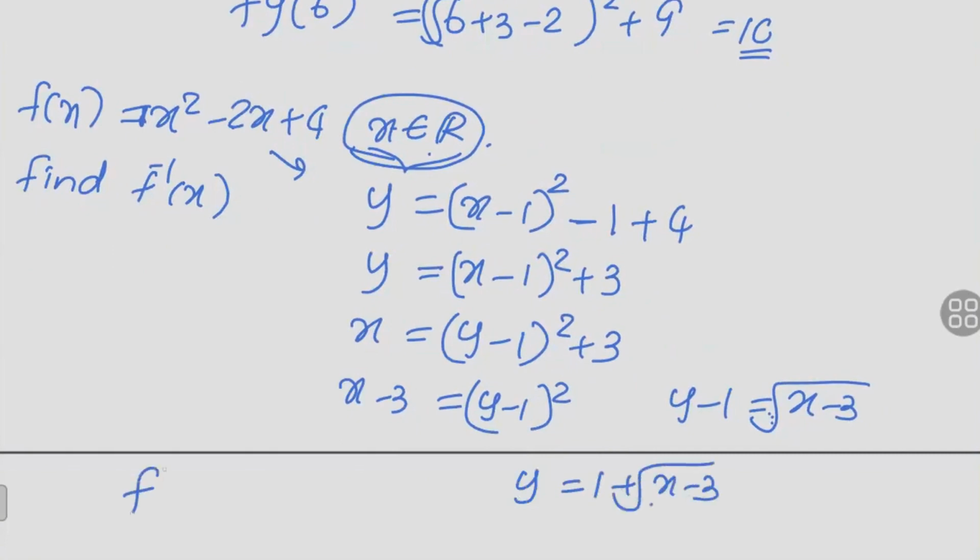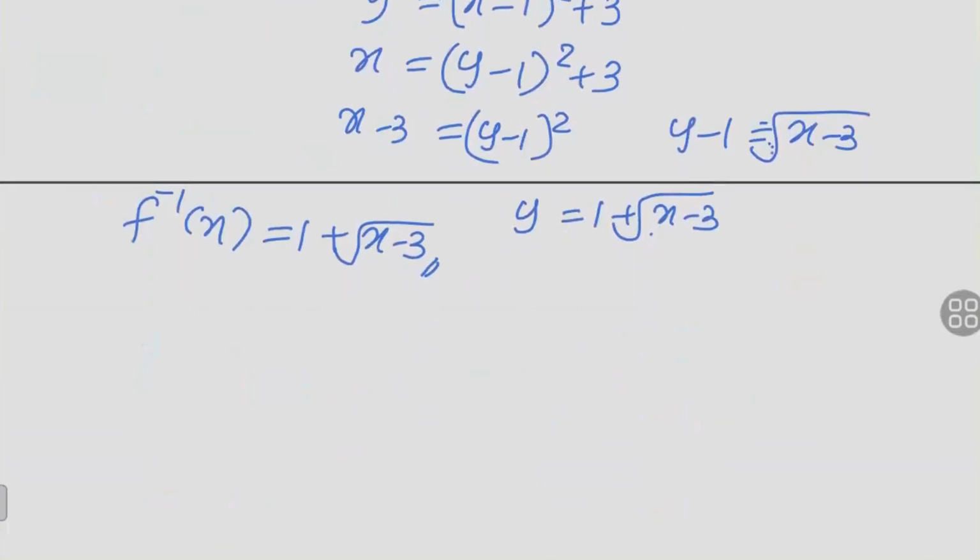This is the inverse function: f inverse of x equals 1 plus the square root of (x minus 3), right? So this depends on whether you take positive or negative here. Don't write plus or minus both, then it is incorrect. The inverse function is only one to one, right? So this is the way you need to find the inverse function.